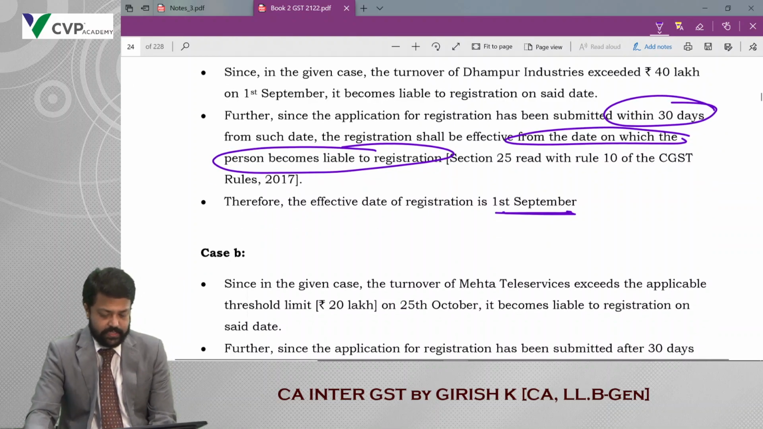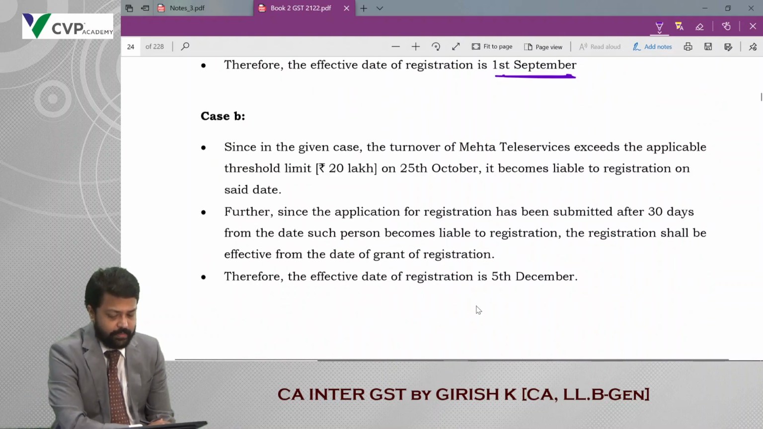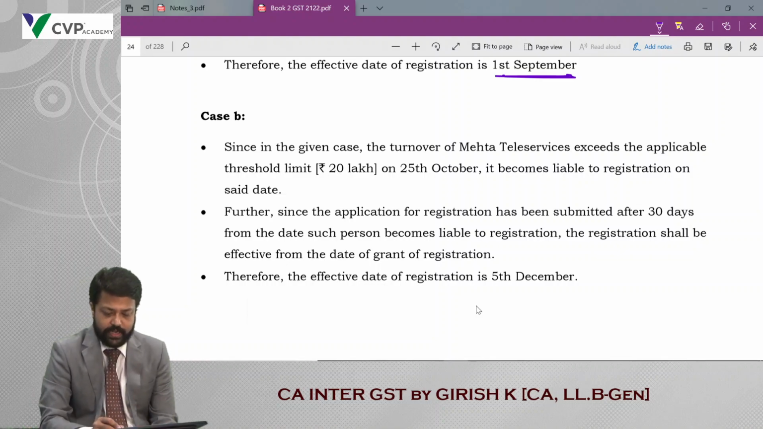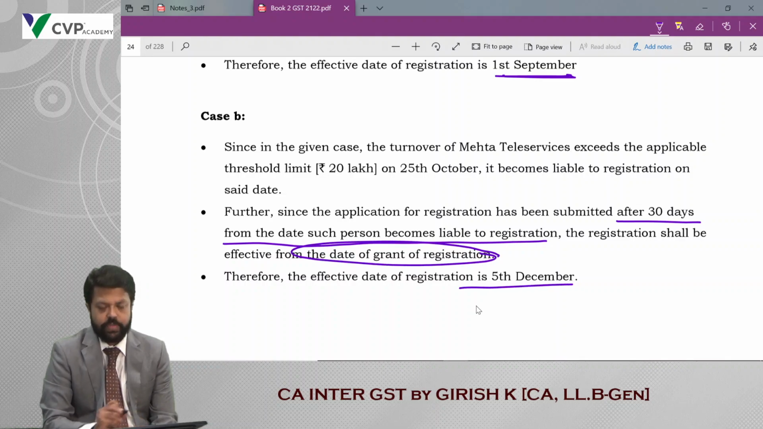In the given case, the turnover of Mehta Teleservices exceeds the applicable threshold limit of 20 lakhs on 25th October, so it becomes liable to registration on that date. Further, since the application for registration has been submitted after 30 days from the date of becoming liable to registration, the registration shall be granted from the date of grant of registration. So it is 5th December.